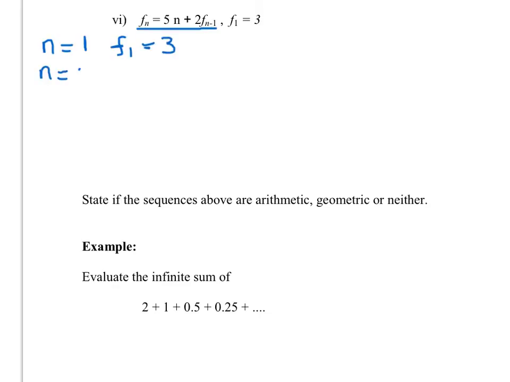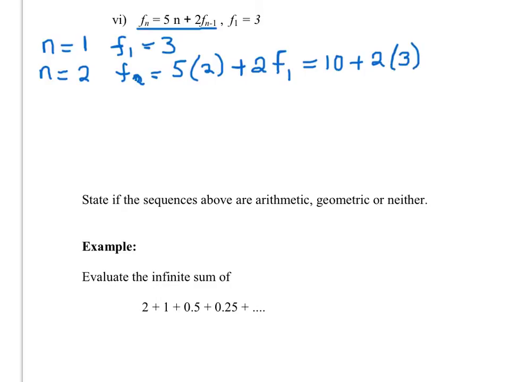To get the next term, we go to the formula, and it says that fn is equal to 5 times n. f2 is equal to 5 times 2, plus twice f(n-1). n minus 1 is 2 minus 1, so it's f1. So that's equal to 10 plus twice f1, and f1 has a value 3, and 10 plus 6 is equal to 16.